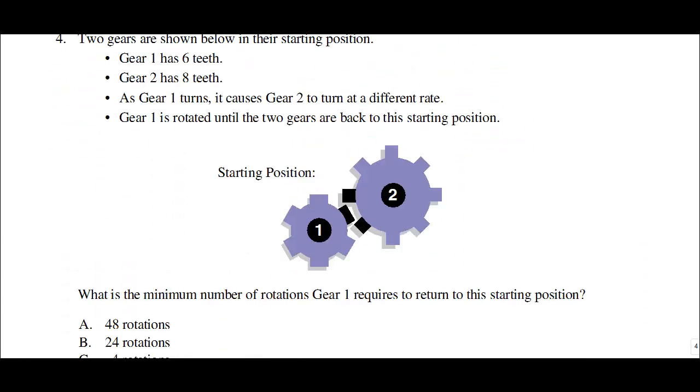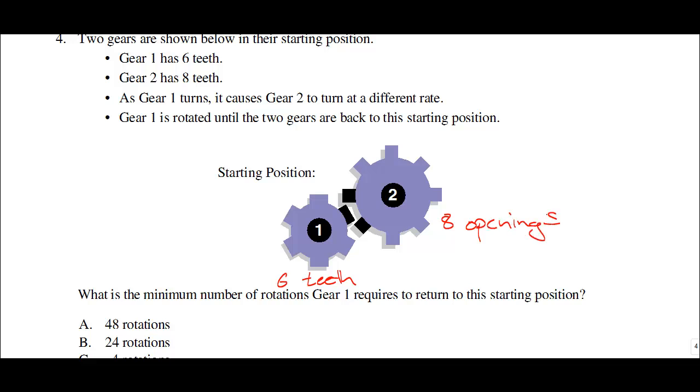Let's keep on rolling. Okay, so number 4 says 2 gears are shown below in their starting position. Gear 1 has 6 teeth, so this one has 1, 2, 3, 4, 5, 6. And Gear 2 has 8 teeth, 1, 2, 3, 4, 5, 6, 7, 8. As Gear 1 turns, it causes Gear 2 to turn at a different rate. So remember, this one right here has 6 different teeth. And this one, because the teeth are fitting into this one, you could say that there are 8 openings, if you will. Okay, so we'll start with that.